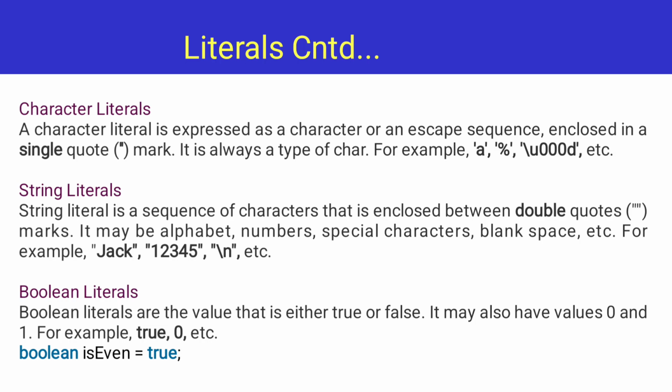Now moving towards string literals. A string literal is a sequence of characters enclosed between double quotes. It may be alphabets, numbers, or any kind of special character, blank space, etc. For example, "Jack" in double quotes, "12345" in double quotes, and a slash and backslash. Boolean literals are values that are either true or false. It may have a value 0 or 1. The example is boolean isEven = true.